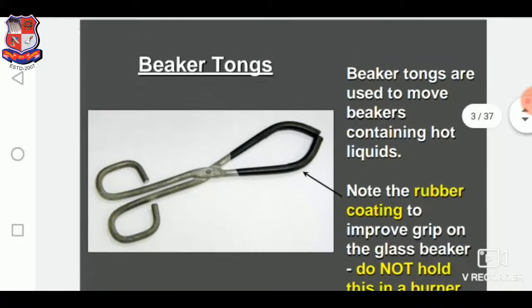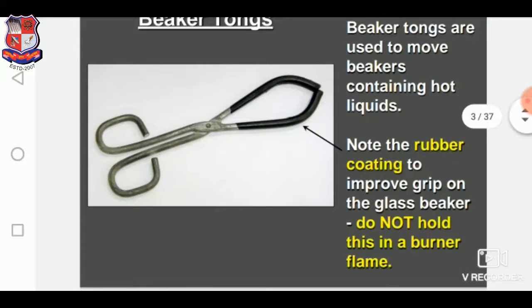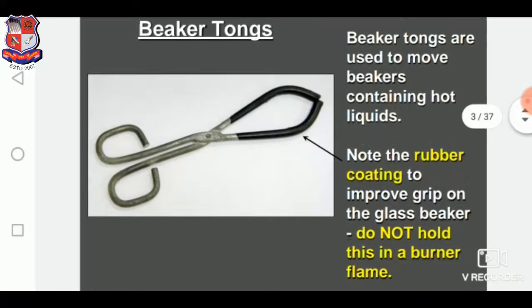Beaker tongs. Beaker tongs are used to move beakers containing hot liquids, and the rubber coating improves grip on the glass beaker. Do not hold them in a burner flame, and that is the safety consideration, because the rubber coating may melt in the hot flame.